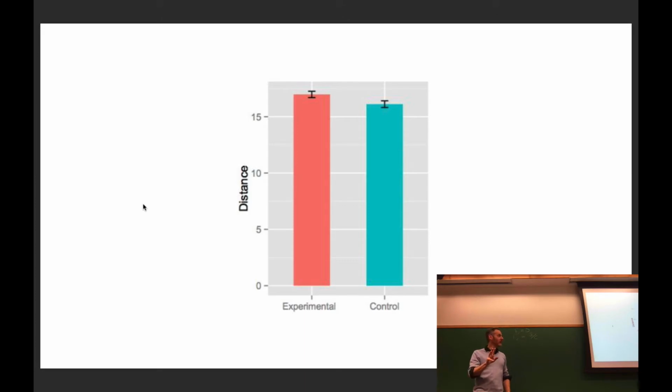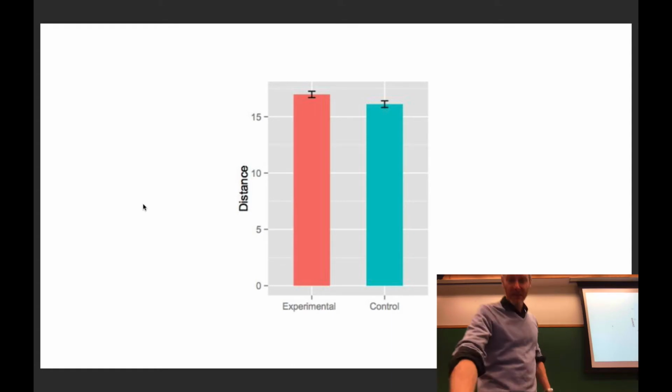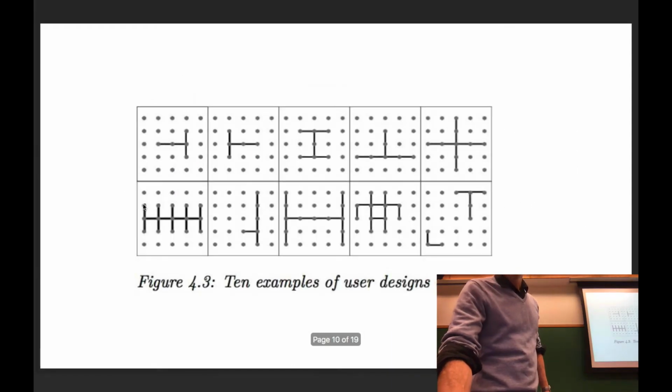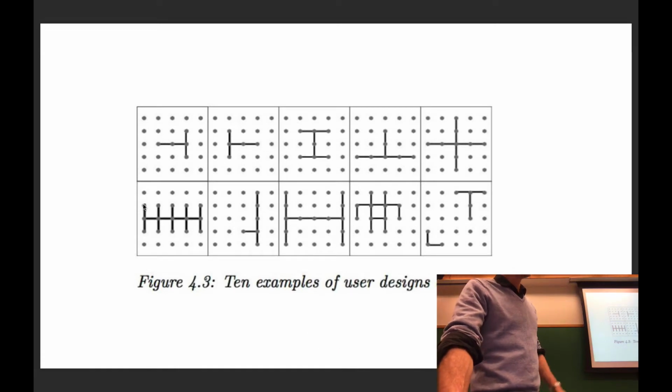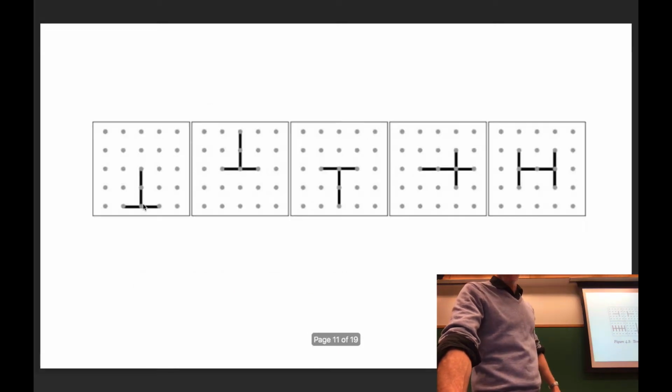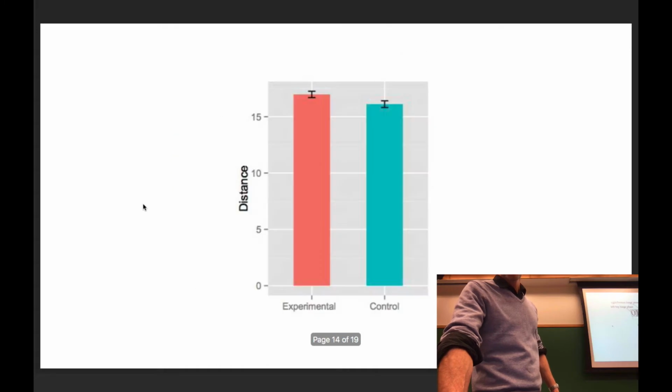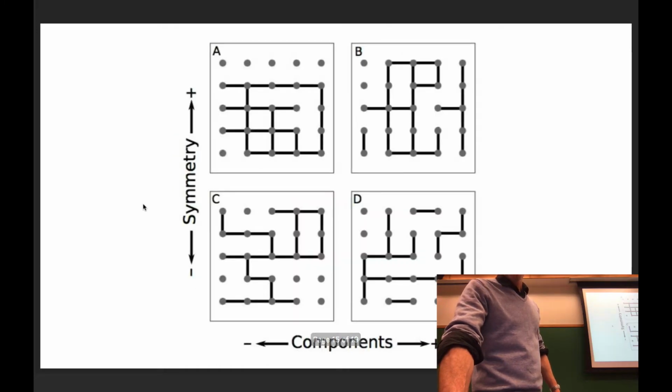I'm going to show you now, to finish things off, stage 3, where we're going to get machines to find F2. As investigators, we saw symmetry, we saw number of components. Are there other features in the human designs that we may have missed? It's hard to tell by looking at these simple designs, but it turns out that there are. How did we do this?